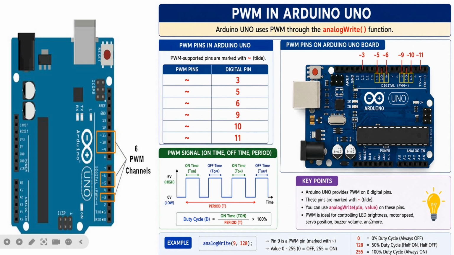PWM is ideal for controlling LED brightness, motor speed, servo position, buzzer volume, and you can connect any other output element for that. An example here is analogWrite 128. We are using pin number 9. The value will range from 0 to 255. So 0 means it is off, and 255 means it is fully on. 128 means it is 50% duty cycle, so the signal will be on for 50%.